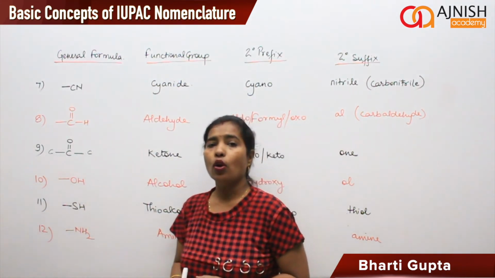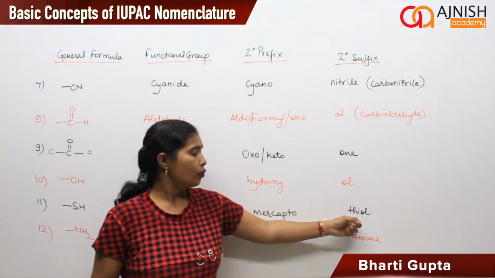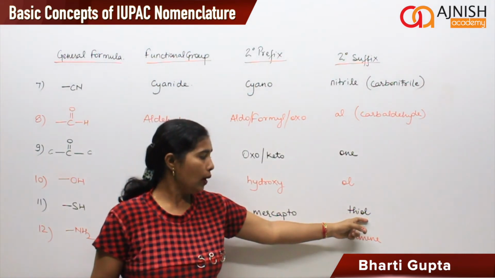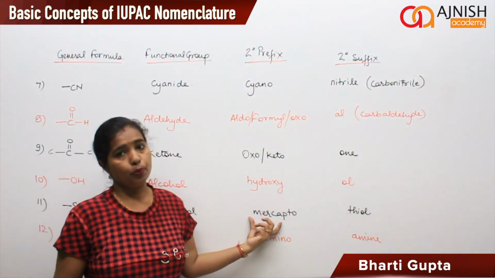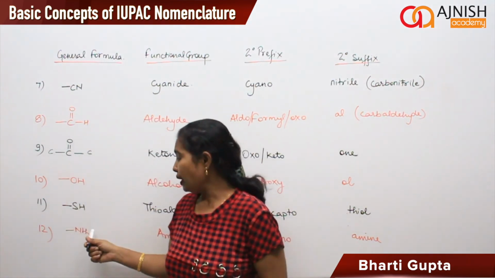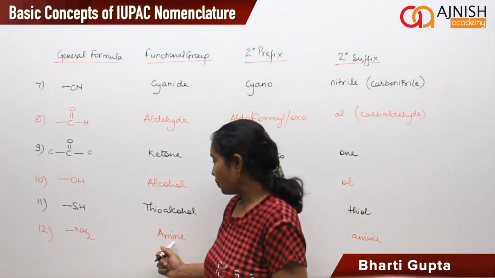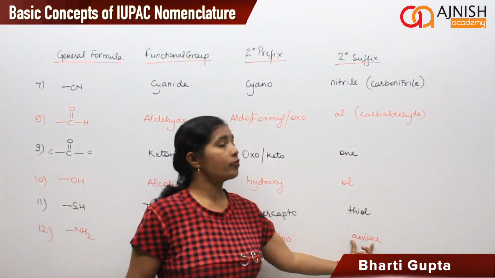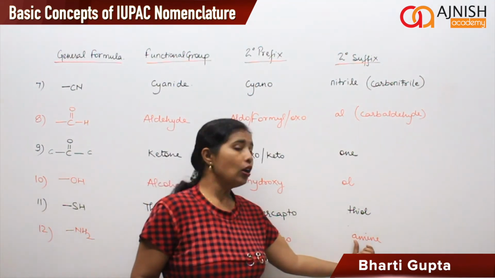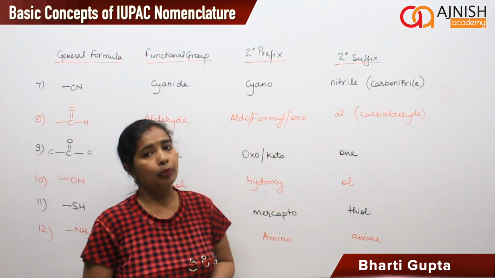This is thioalcohol, and thioalcohol as a main functional group, we use the suffix thiol, and if present as a substituent, we use the prefix mercapto. And then comes amine. The NH2 group, when attached to a carbon chain, is called amine. And amine, if present as the main functional group, we write in the form of the secondary suffix amine, and if it is present as a substituent, we write it as amino.